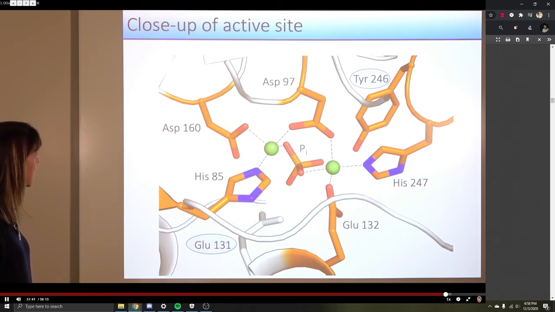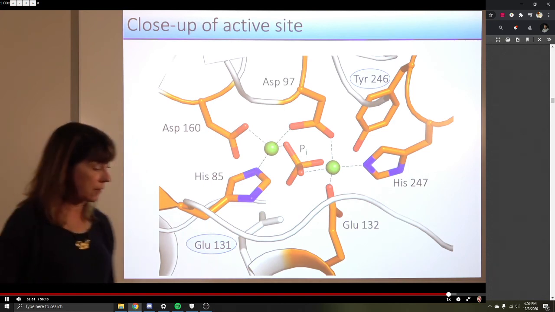And notice that the zinc is tetrahedrally coordinated. There's this tyrosine sitting there that's not interacting with the zinc. But we're going to talk about that. There's this histidine here, a glutamate here, and then this phosphate group here. Both are tetrahedrally coordinated. Now there's a glutamate 131 sitting down there and a tyrosine 246.